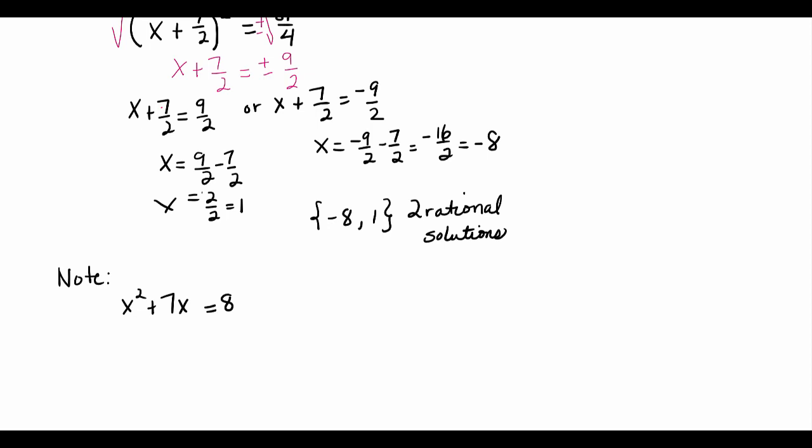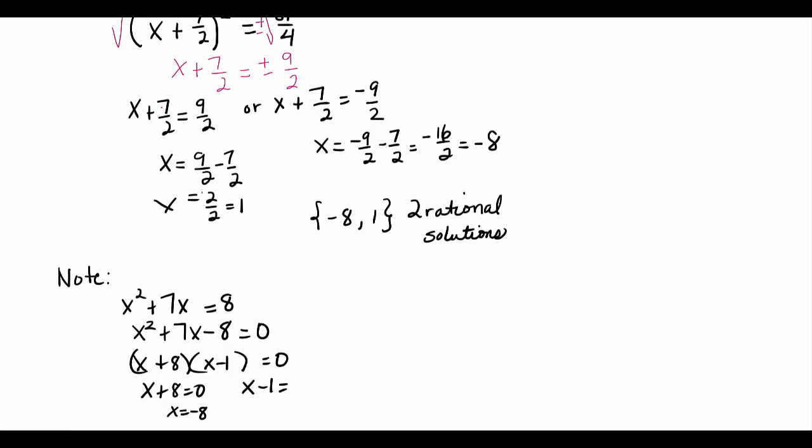So here's our original equation. And if we're going to try to factor, we know that we need a 0 on one side, so we're going to subtract the 8. So x squared plus 7x minus 8 equals 0. And let's factor that. That's x plus 8, x minus 1 equals 0. Set these to 0 and we get x plus 8 equals 0, or x equals negative 8. x minus 1 equals 0, or x equals 1. And so notice that we get the same answers, which was expected.